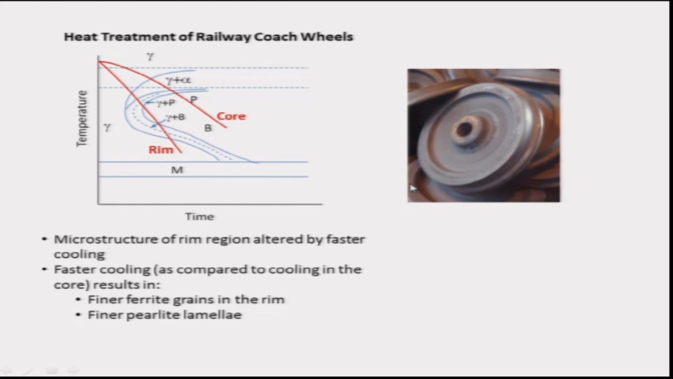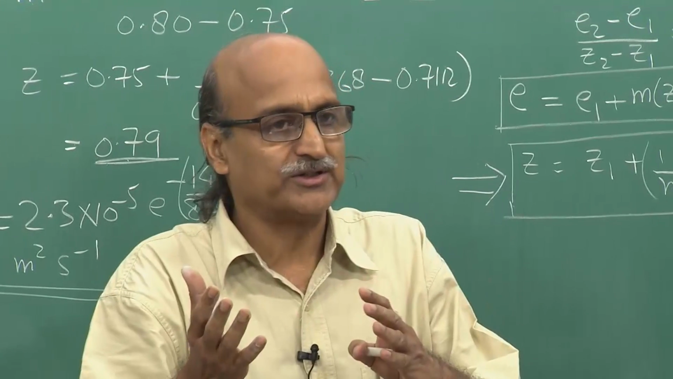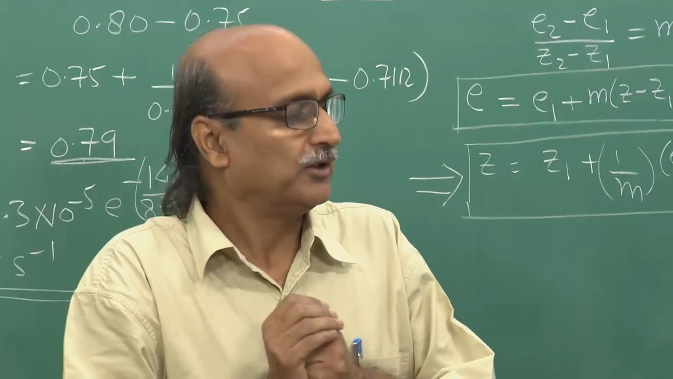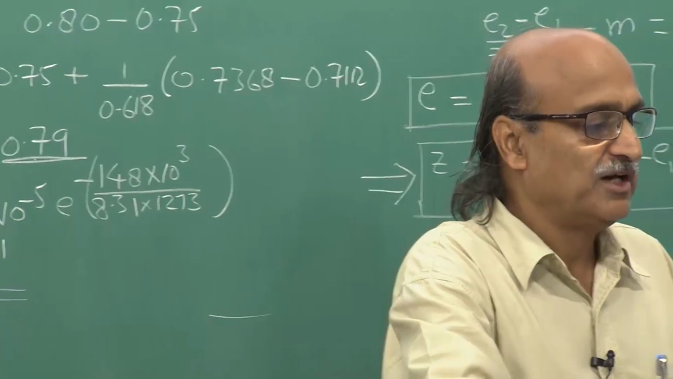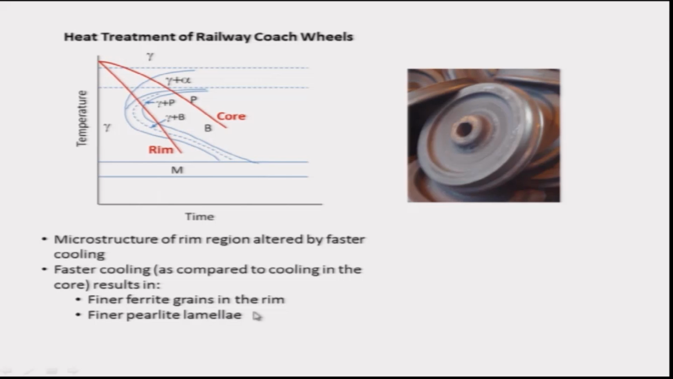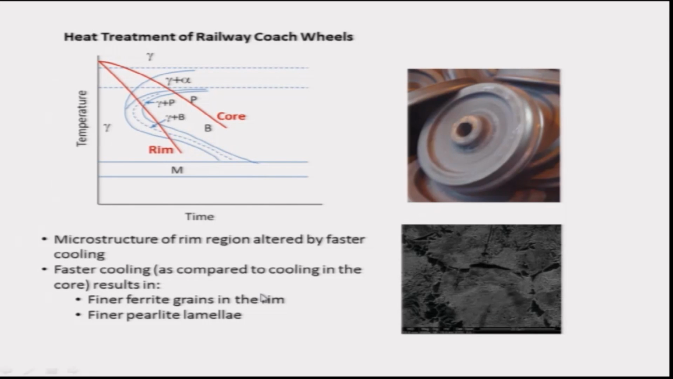Remember that in one of the lectures we discussed that if you go down relatively low in temperature, you can get a high nucleation rate but a very small growth rate. As a result, you will get a much finer structure. So, you end up with finer ferrite grains in the rim and finer pearlite lamellae, and you again get a ferrite pearlite structure everywhere. But if the pearlite lamellae are very fine, they can produce very high wear resistance, and this is what you want for these railway wheels.